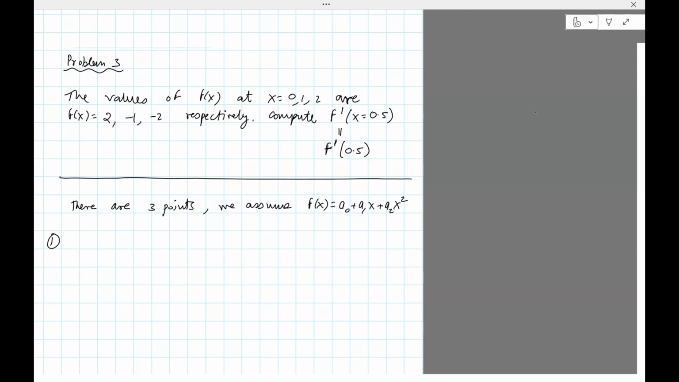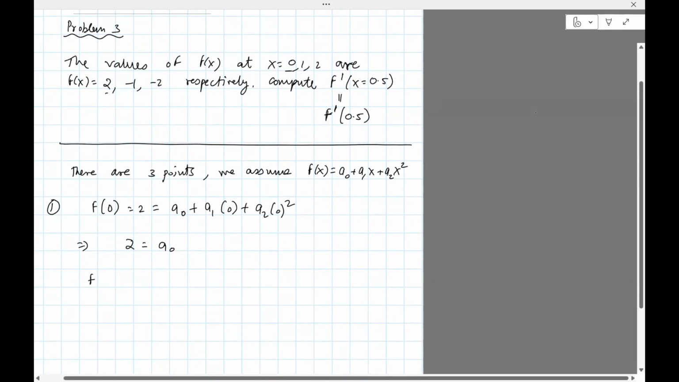For that, what we do is we substitute in the values. f of x at 0 is 2. So I put a0 plus a1 times 0 plus a2 times 0 squared. So this gives me 2 equals a0. So the nice thing here is that just because there's a special point 0, it actually gives me one constant. I don't really have to do the inverse of a 3 by 3 matrix.